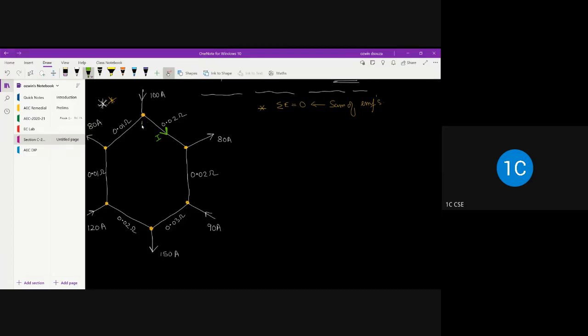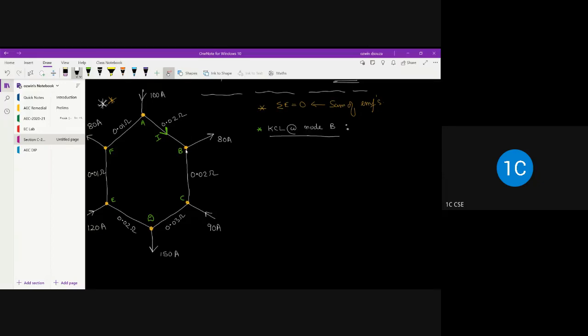Okay, so this is how I start this particular network. And in the meantime, let me also mark, name the nodes A, B, C, D, E, F, so that I'll be able to apply KCL at these nodes. Now I'll start applying KCL, one after the other. Say, for example, I will apply KCL at node B. Okay, let us apply KCL at node B.